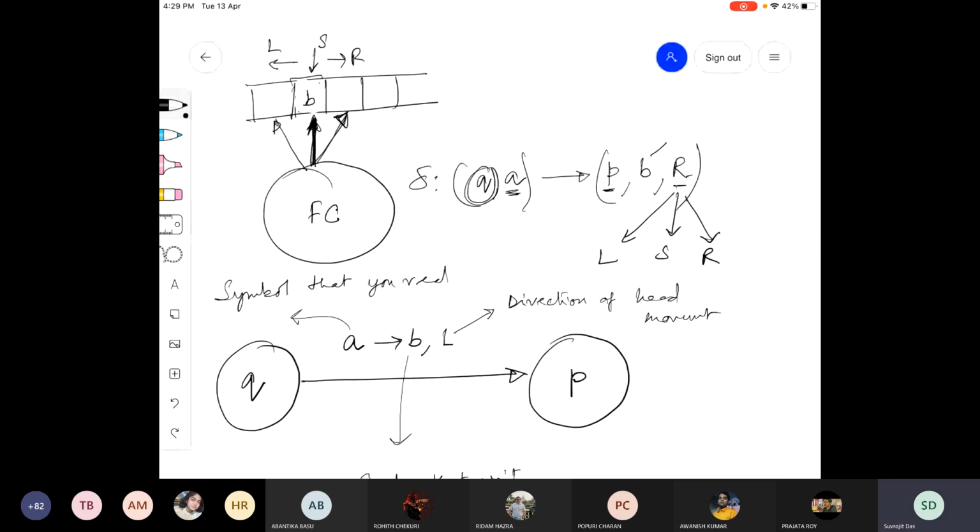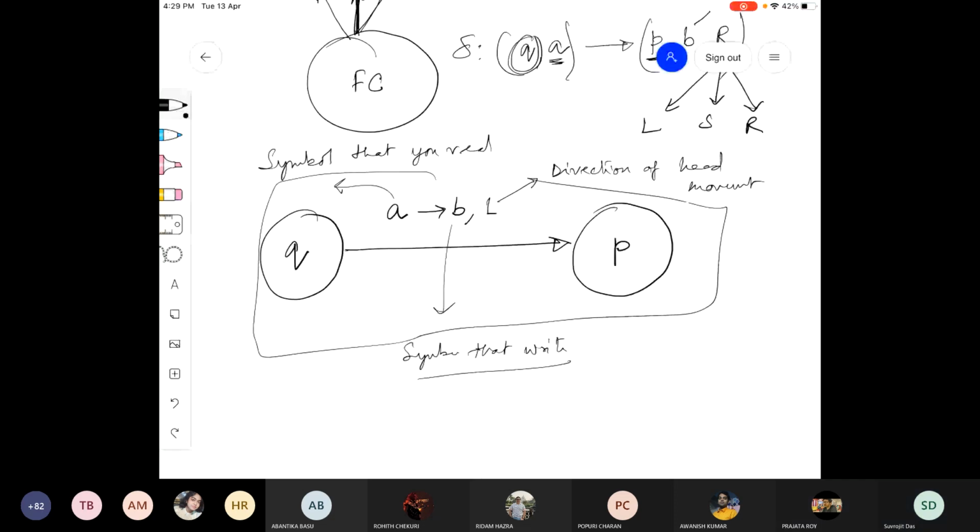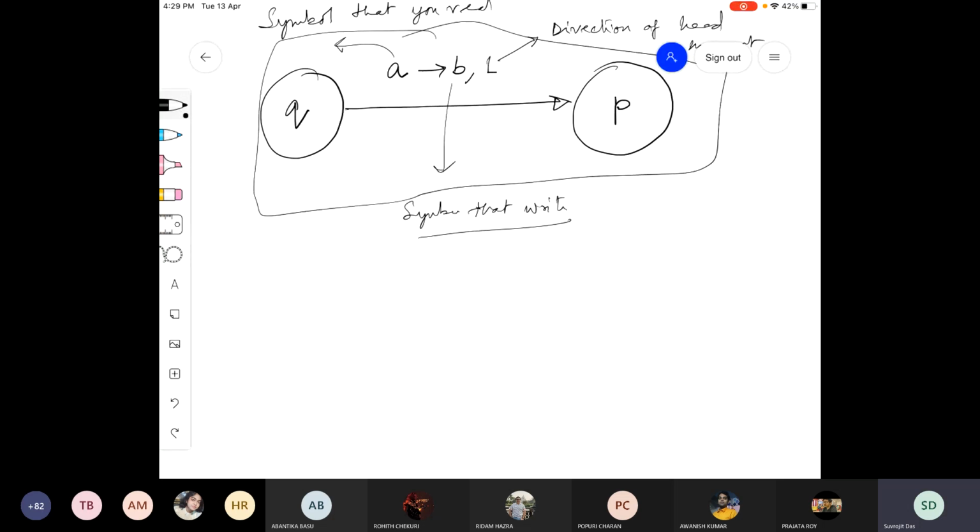Right? Okay, yes or no? So as usual, in case everybody agrees with this, let us come back to define delta. Before we define delta, we can write down the tuple representation of this machine.